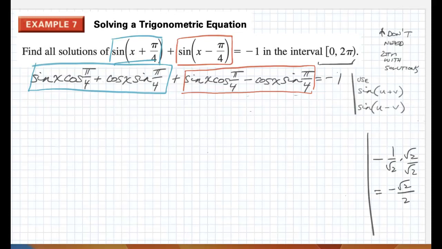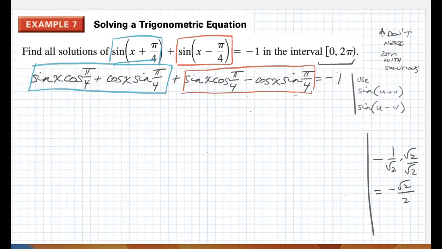Okay, so what does that get us? Well, we've got sine x times the cosine of pi over 4. We've got the cosine of x times the sine of pi over 4. Of course, those are different. And then you go into the red box, and you've got sine x times the cosine of pi over 4. Hang on a second, I've seen that before. Those are the same thing. These two guys are the same thing. So you've got two of those.